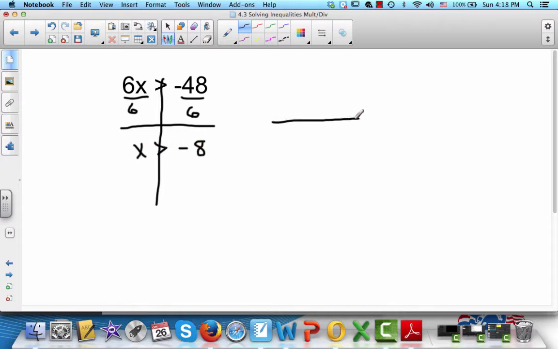And if we're going to graph that, we put 0, and the negative 8 goes over here to the left of it. It says is greater than. It does not include the or equal to, so we just draw a circle. Greater than indicates going to the right, so we draw our arrow going to the right, and we've graphed our inequality.